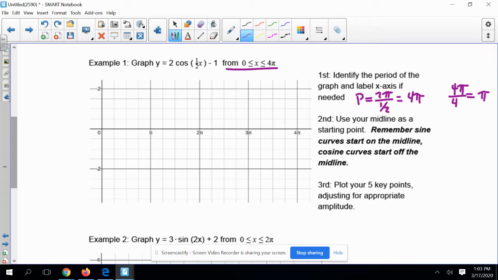They could even ask you to graph this exact equation from pi to 3 pi. It wouldn't look like a normal sine curve. It would only look like some certain portion of it.